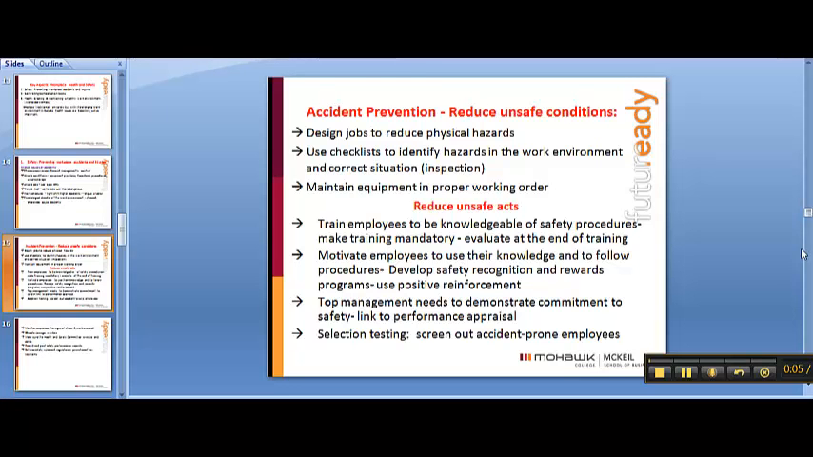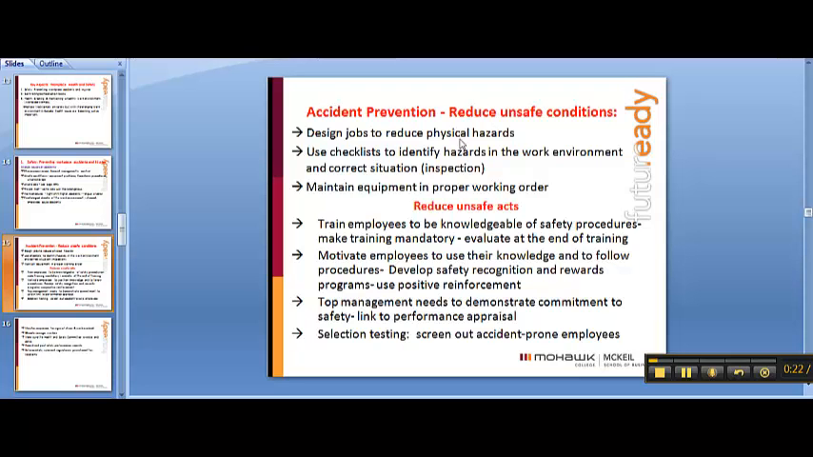This is our second video and we're looking at accident prevention and how to reduce unsafe conditions. First of all, it would be a great idea if you could design the job to reduce physical hazards, right? So even doing things like workplace inspections.